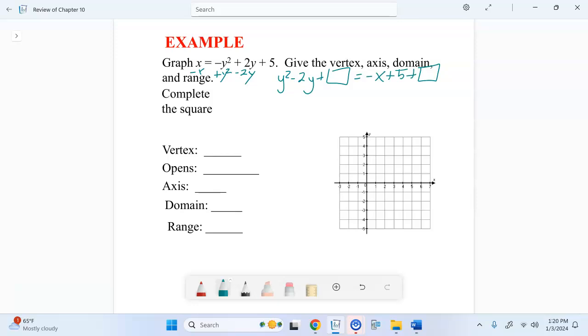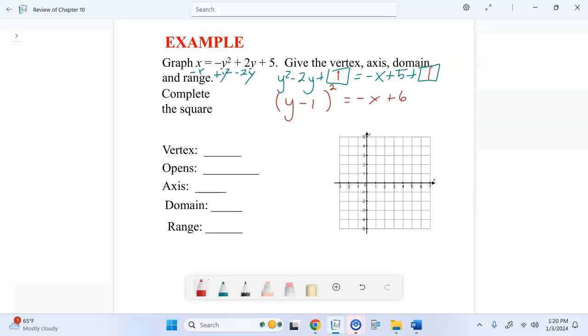What number goes in the box? Y squared minus 2y plus 1 factors to be what? Y minus 1. Great. So we don't have an x, we've got a y, it's going to be y minus 1. The right side, negative x, what?